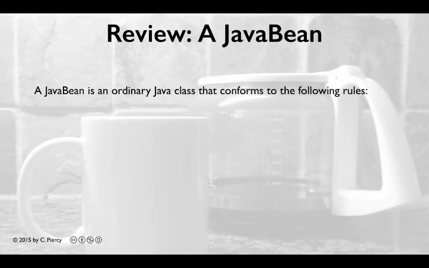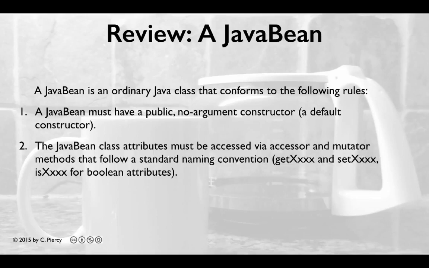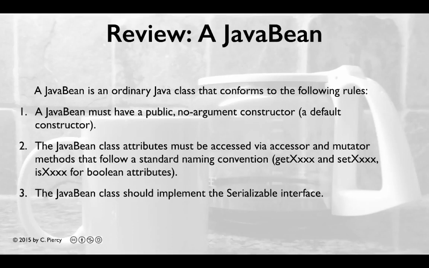Remember, a Java Bean is an ordinary Java class that conforms to the following rules. A Java Bean must have a public no-argument constructor, a default constructor. A Java Bean's class attributes must be accessed via accessor and mutator methods that follow a standard naming convention. And finally, the Java Bean class should implement the Serializable interface.